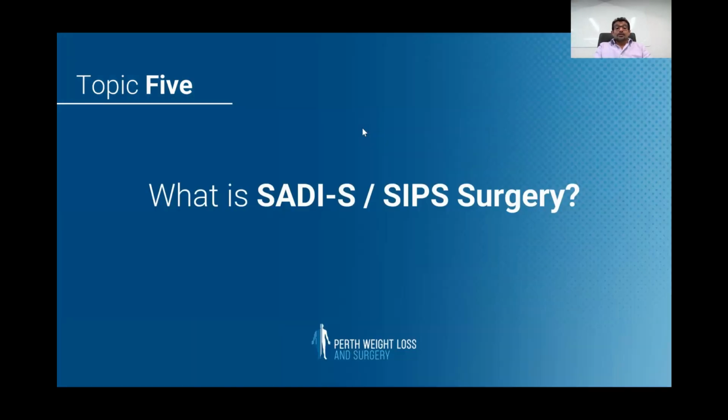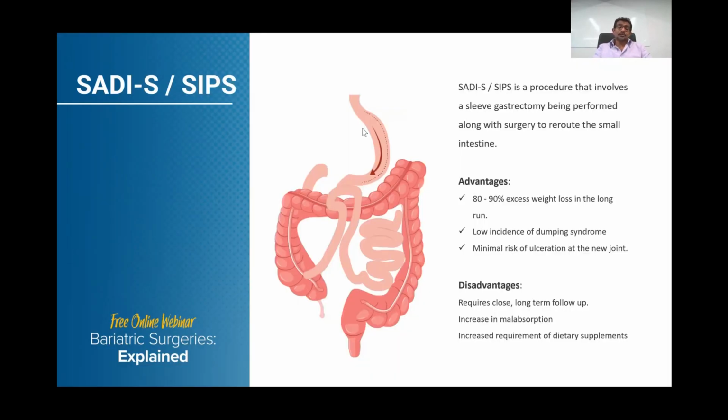So there's a newer type of operation called the SADI-S procedure. This is where a gastric sleeve is done and then the bowel is bypassed at the same time. So this is what we call a malabsorptive operation. The amount of bowel that's skipped or bypassed is quite long, so you have a very short section of the bowel that's actually absorbing nutrients. Hence, it produces very good weight loss, but it also increases the risk of nutritional problems.